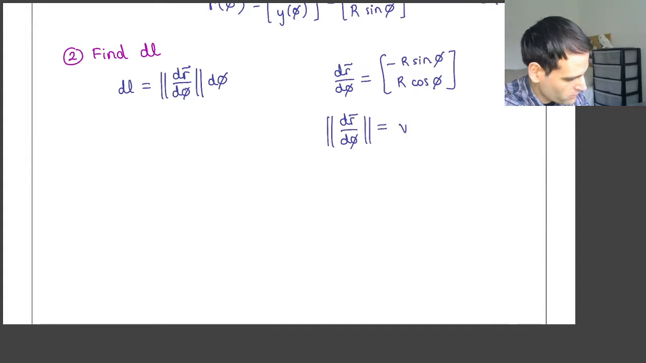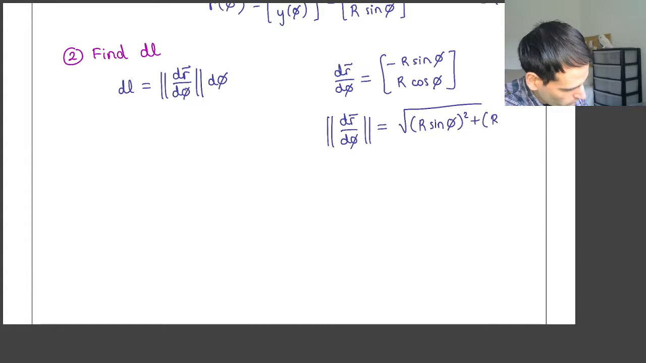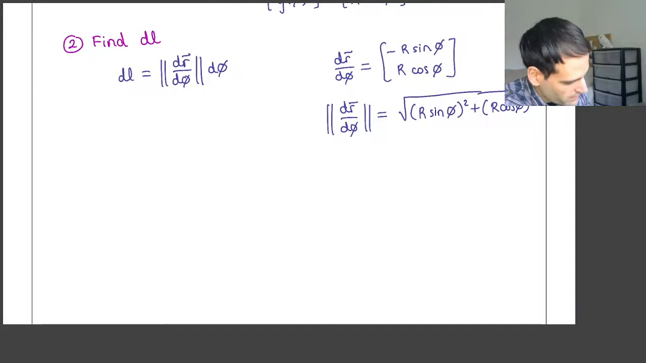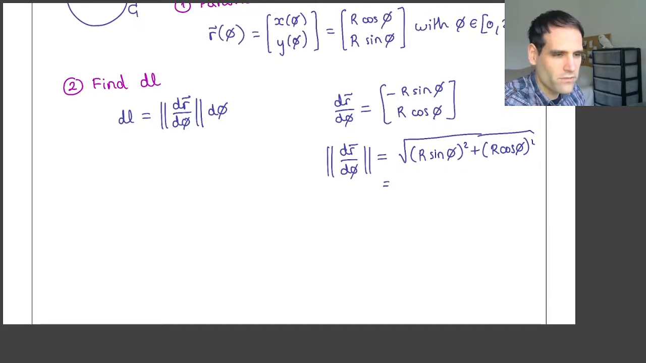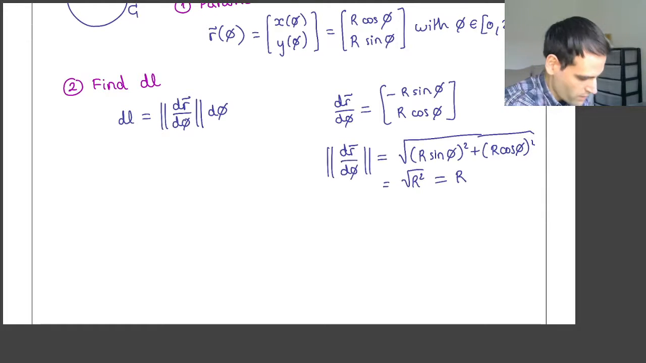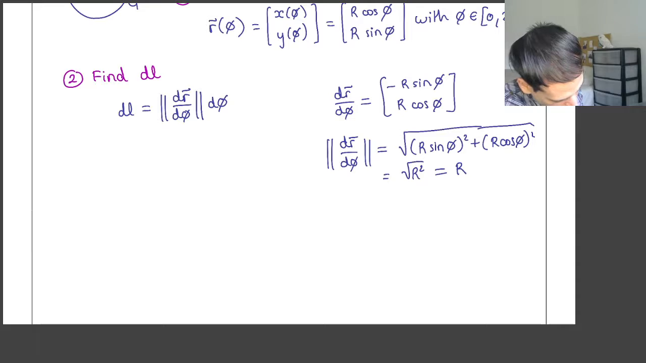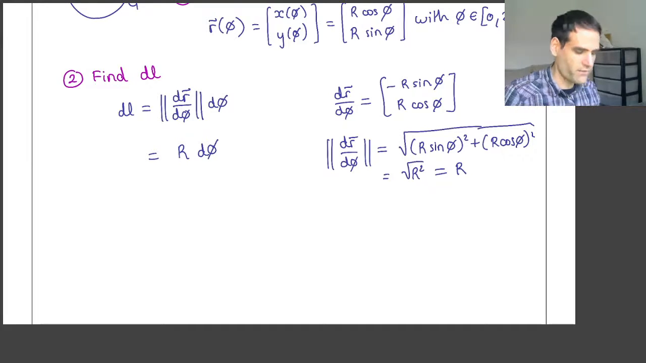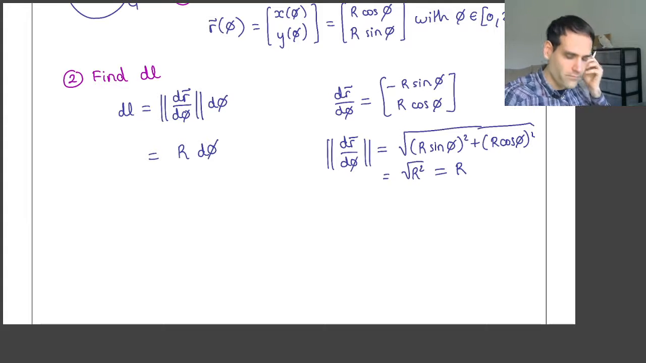So the norm of a vector is the square root of the squares of the components, and you can immediately see that this will be the square root of r squared times sine squared plus cos squared, which is equal to 1. So we end up with the square root of r squared, which is equal to r. Okay, so therefore we can now substitute that dl is equal to r times d phi. Okay, so we found dl.